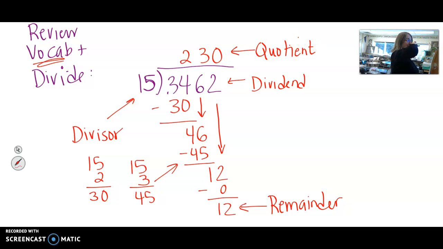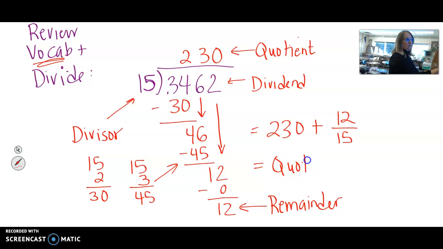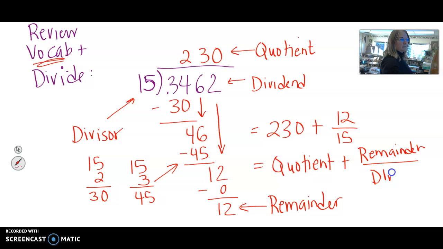And if you take 3,462, that dividend, divided by 15, it's equal to 230 plus, what you do is you take 12 divided by 15. So the result is the quotient plus the remainder over the divisor. I'm going to pull up my calculator here and show you how this works.